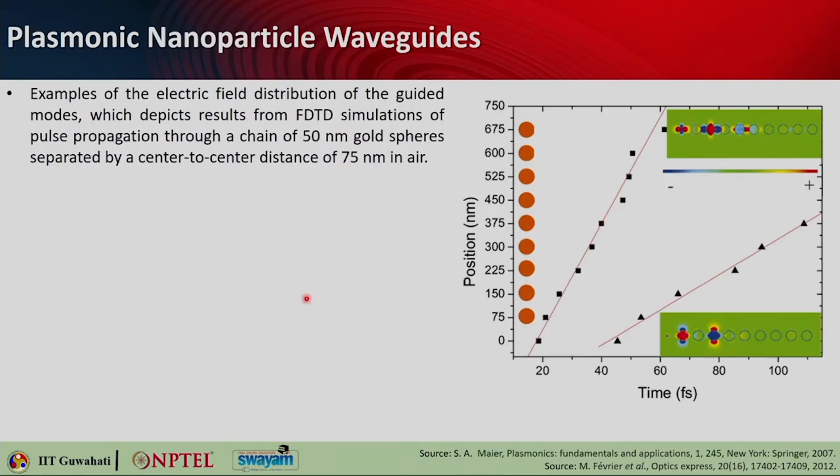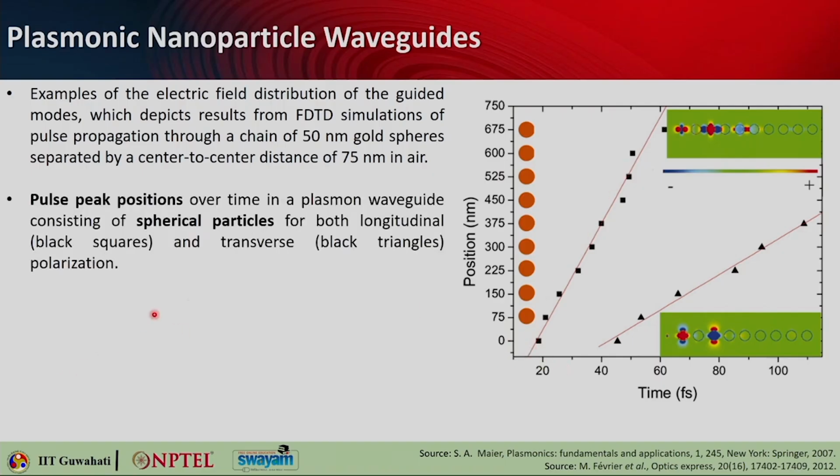People have done FDTD, or finite difference time domain, simulation to show all these things. So, consider a chain of gold nanospheres. These are 50 nanometer gold nanospheres, and they are separated by a center to center distance of 75 nanometer, and there is air in between, nothing else. And these are the calculations of the pulse peak position over time.